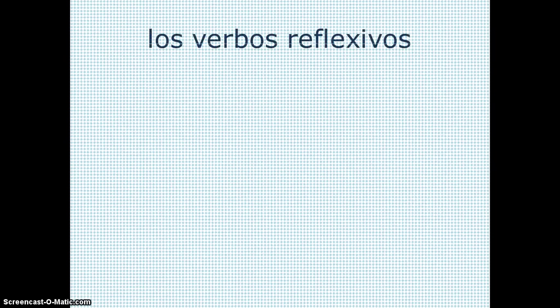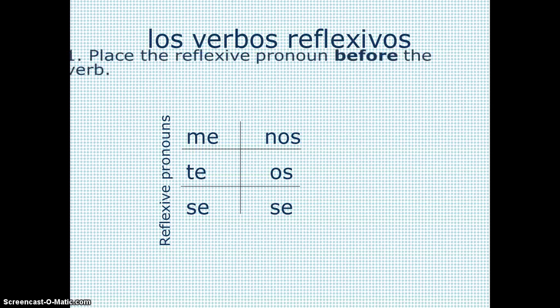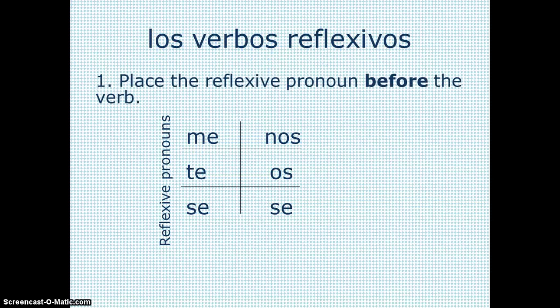All right, now we can figure out how we're going to use these suckers. First of all, let's figure out what our reflexive pronouns are. Make sure that you fill out this chart. This is super important. You have to get to know these as soon as possible. So our reflexive pronouns are me, te, se, nos, os, and se. So in order to form one of these phrases, you're going to place a reflexive pronoun before the verb. Very important, that reflexive pronoun goes before the verb.